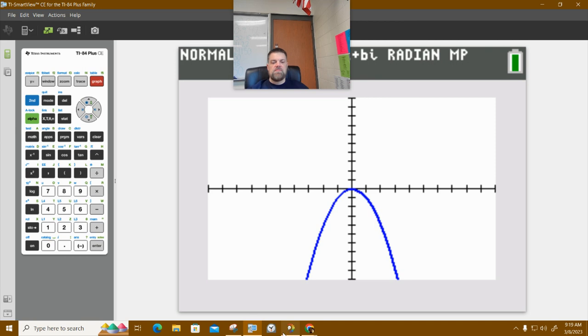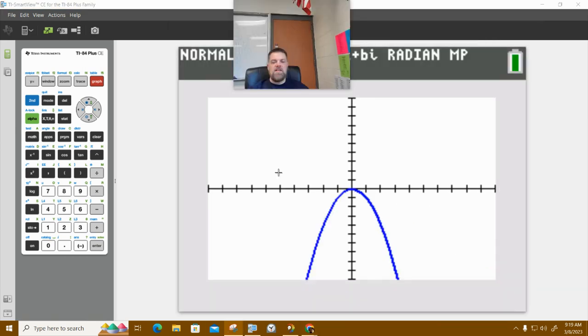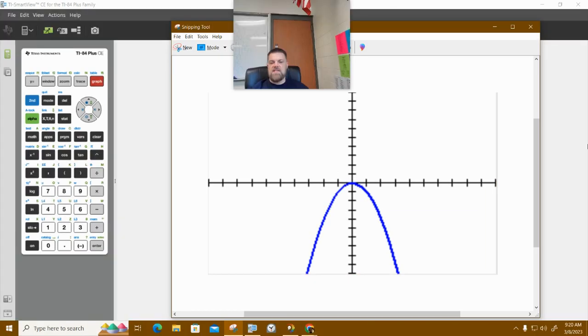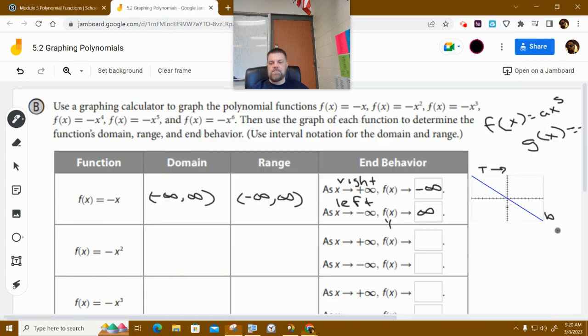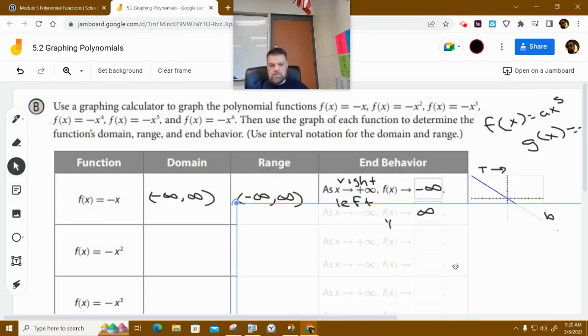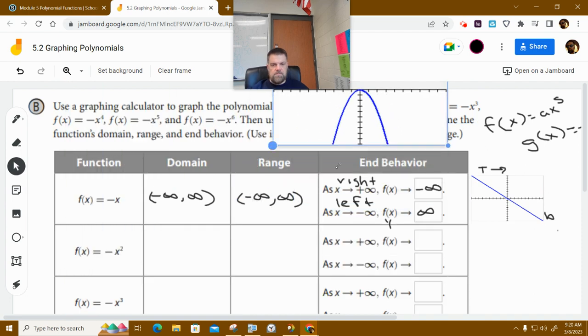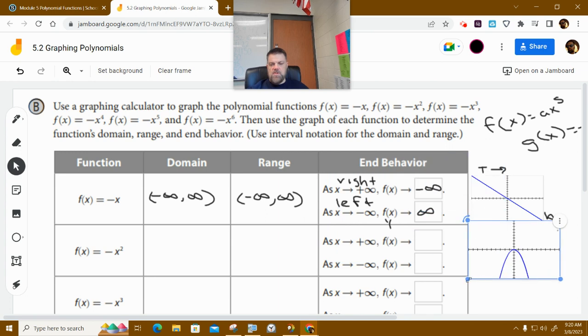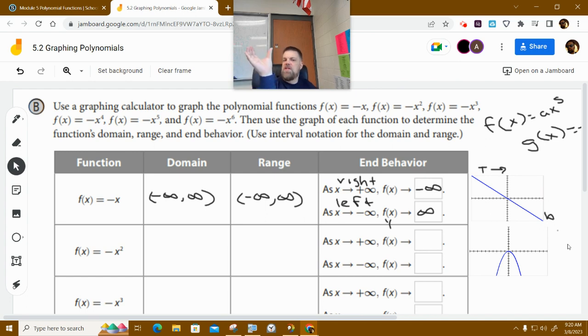Hit graph. And it's just like yesterday's graph, except it's flipped over the x-axis. That's the only difference. So if you compare that to yesterday's graph, which was positive x squared, the only thing we did is yesterday it was up like this. It was like U-shaped like this. And then with the negative, it just goes upside down. Just flips like that. Just flips over the x-axis.